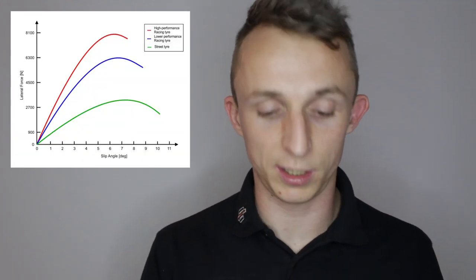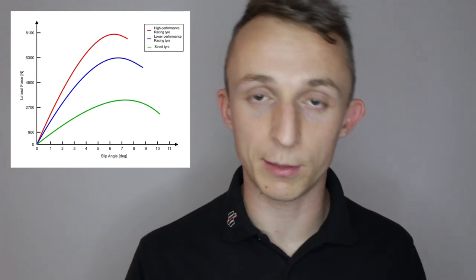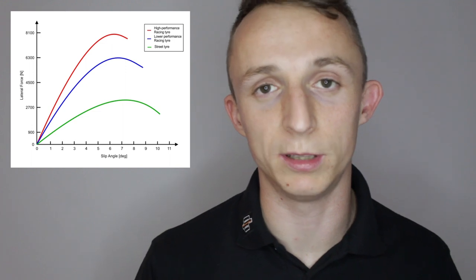So this is where things are going to start to get more complicated, and to help explain this, we're going to use a graph which displays the lateral force versus the slip angle of a tyre, and we'll look at the relationship between the slip angle of a tyre and how much lateral force, how much cornering force, can be produced between the two.